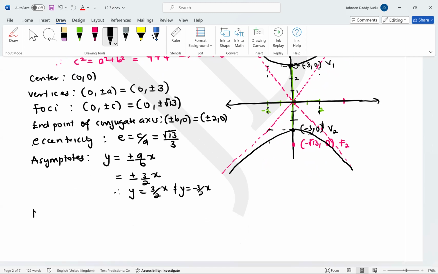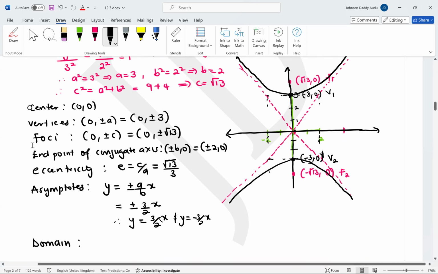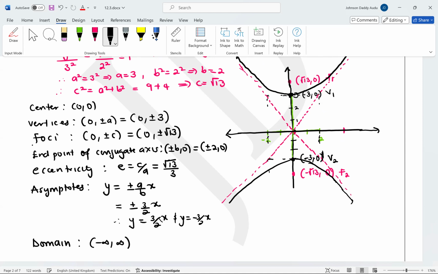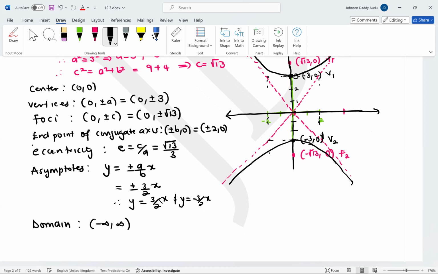Then we can talk about the domain. So these are the slopes of the asymptotes, 3 over 2 and minus 3 over 2. Now the domain is talking about the values of x, right? And as you can see, this hyperbola is increasing. This is going here, right? So it means x can be from where? Minus infinity to infinity.